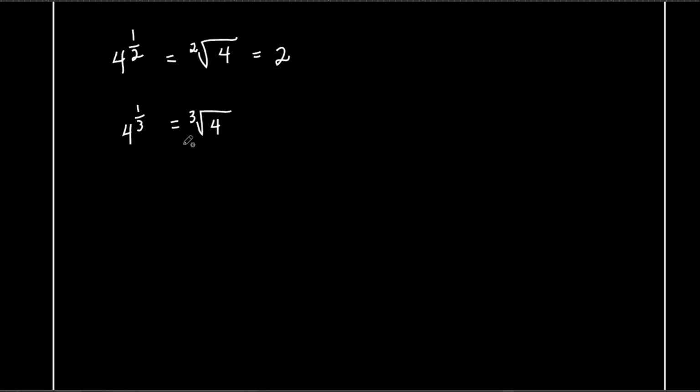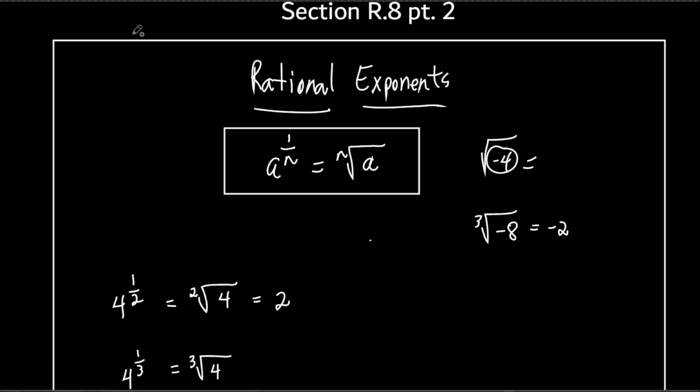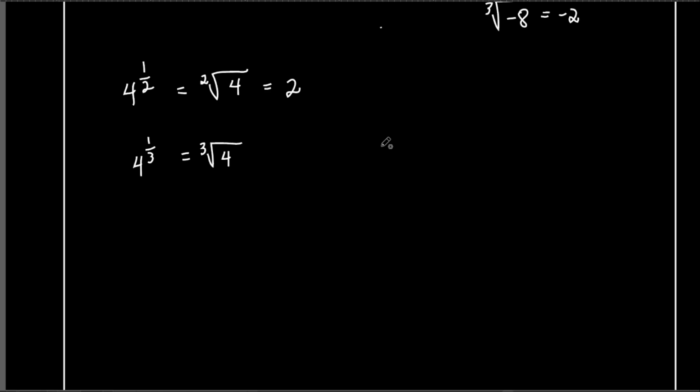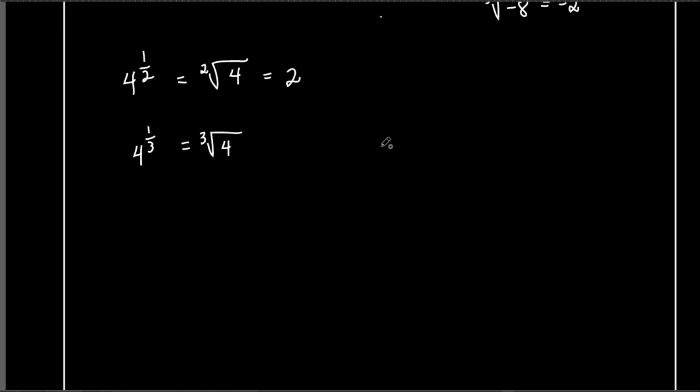Okay. All right. So are you okay with our little formula? It's not really a formula. It's kind of a definition. So a to the 1 over n is equal to the nth root of a. That's what we're doing right here. All right, let's do another one.